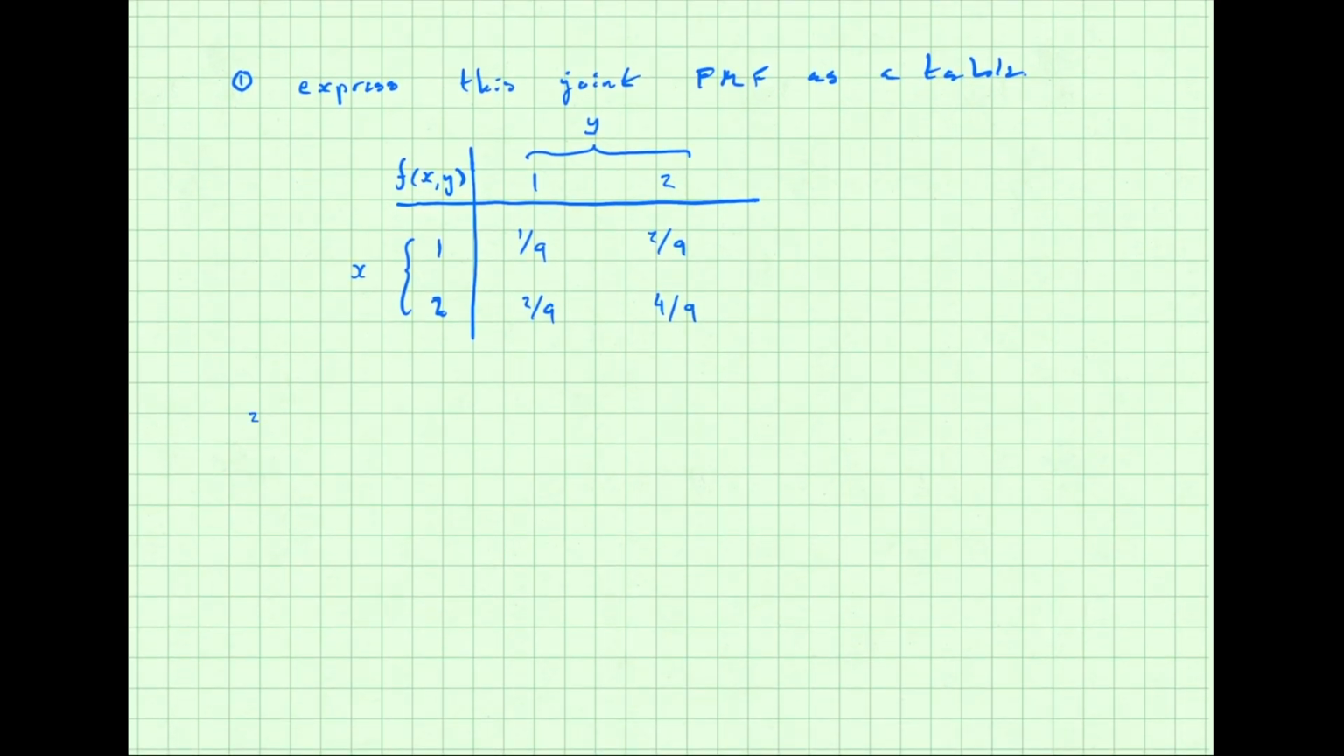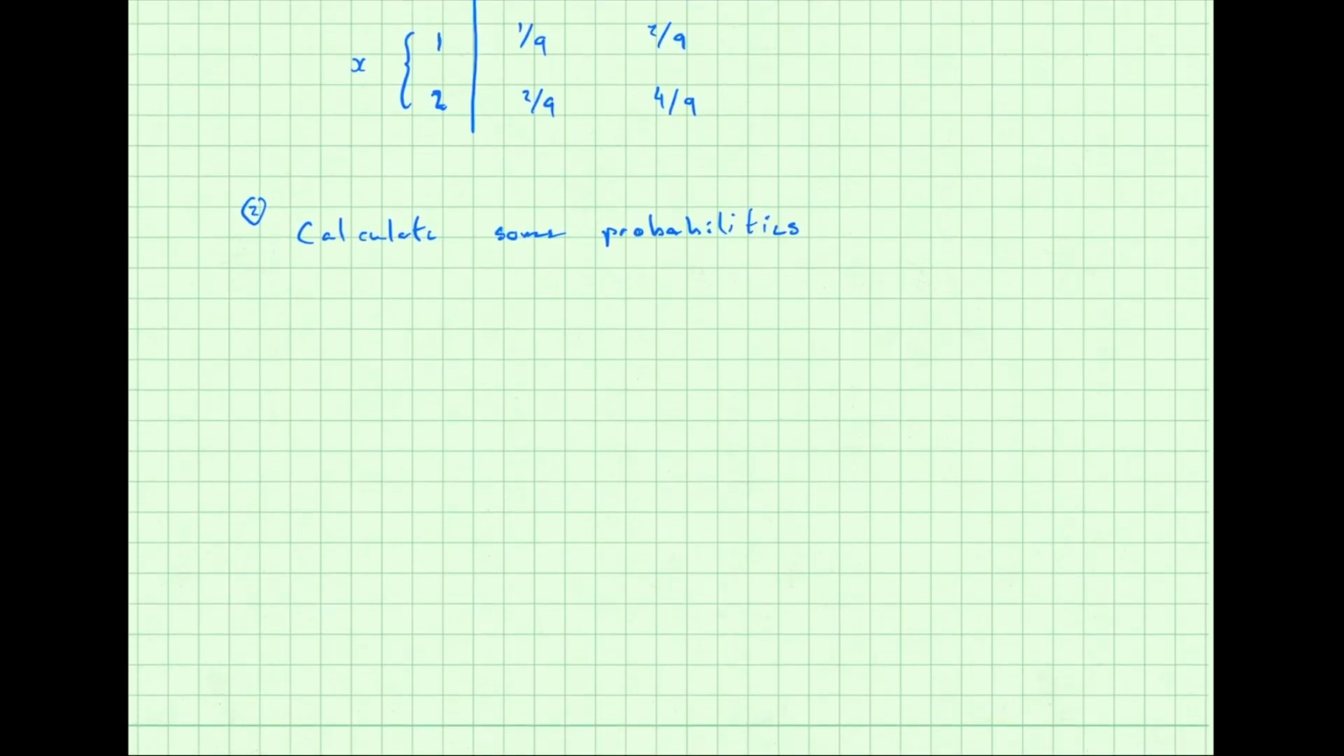The second part of the example asks you to do a few calculations, so calculate some probabilities. We'll just do them one at a time. I think these are actually all written up as different parts of the example, but I'm just going to go ahead and do them.